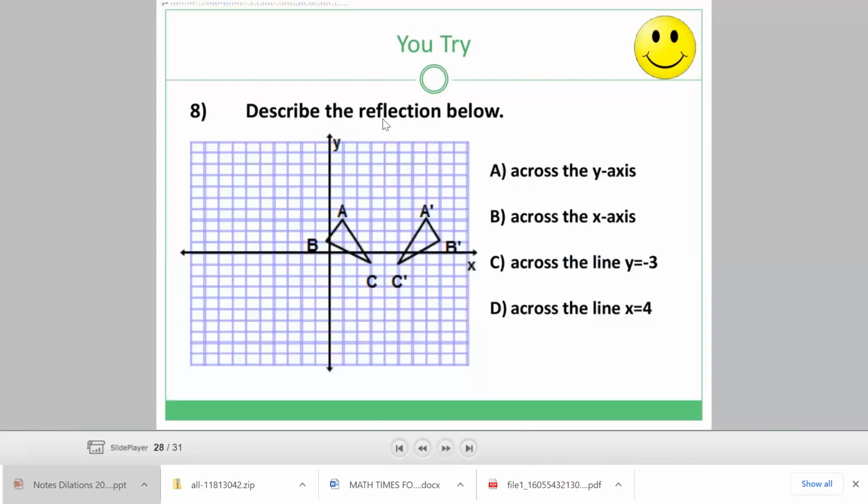What about here? Describe the reflection below. Across which mirror line?